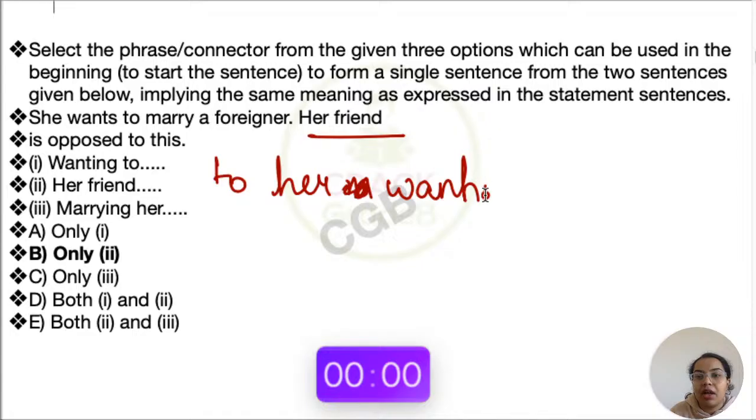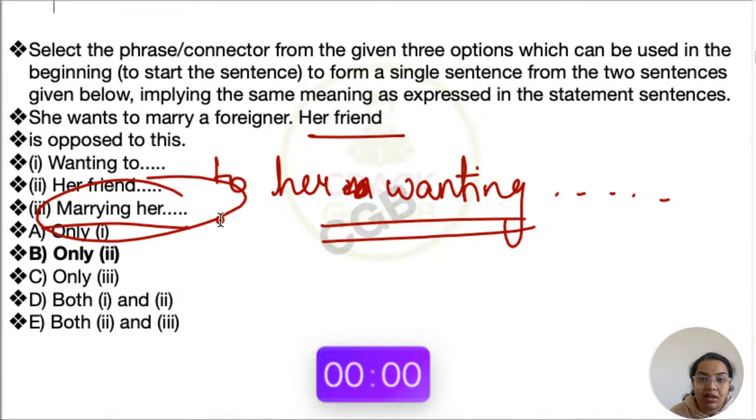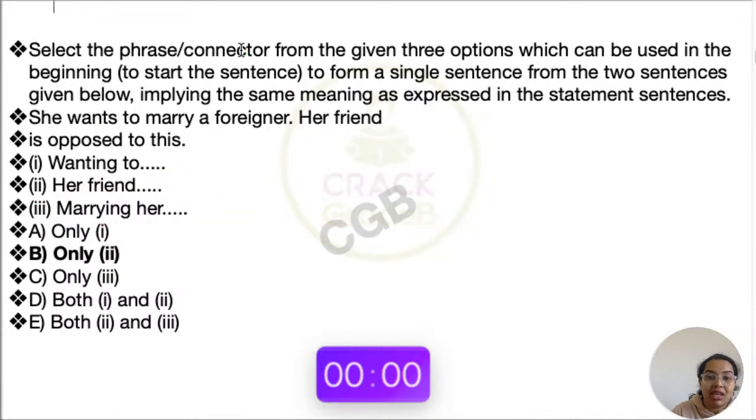इसको ऐसे करना पड़ेगा आपको. You need to change it into gerund form. Wanting to marry a foreigner. Okay. So that's how you're gonna go ahead. Marrying her. Nobody is marrying. She wants to marry a foreigner, but if you start with marrying her, that will give you the idea that there is a person who is giving her hand in marriage to someone.